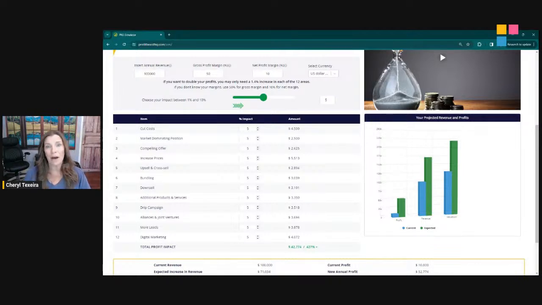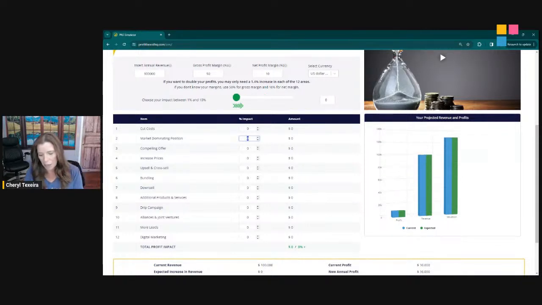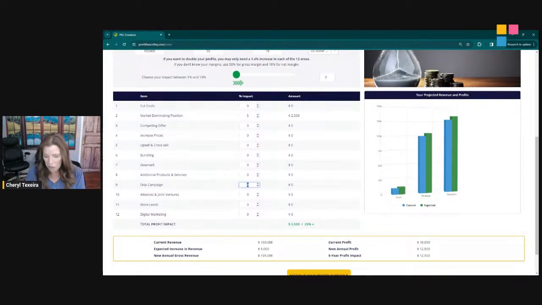And that's what this is about, is making small incremental changes to your business and your marketing that's easy to implement because we do it in small little incremental steps, right? And so that's what this is all about. So let's just take a look at the market dominating position. If we increase that by 5%, we increased using a drip campaign and joint ventures and working on getting more leads to your website. You can see right there that that increases your revenue by $20,000, and it increases your net annual profit.